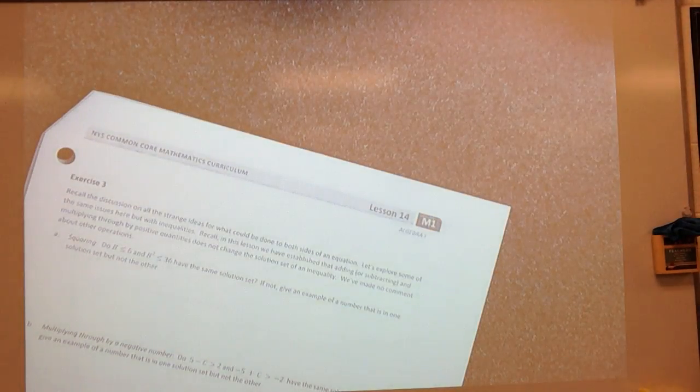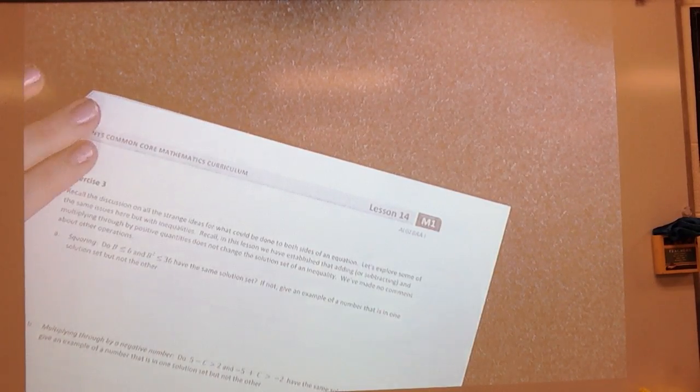Alright, let's look at exercise 3. Recall the discussion on all the strange ideas for what could be done to both sides of an equation. Let's explore some of the same issues here, but with inequalities. Recall in this lesson we have established that adding or subtracting and multiplying through by positive quantities does not change the solution set of an inequality. We've made no comment about other operations.